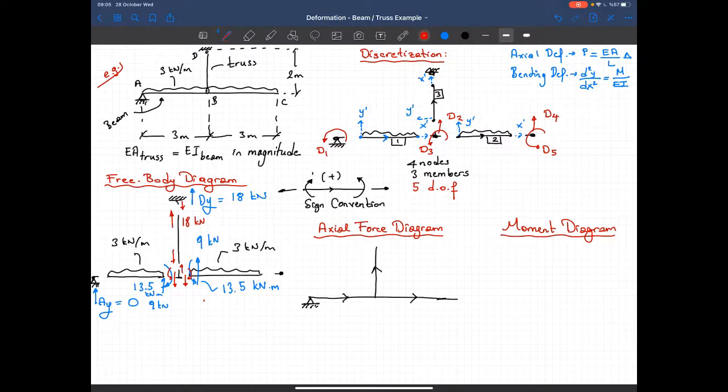Now the axial force, I got tension, and the magnitude of the tensile force is 18 kilonewtons, so it's positive. So I got positive plus 18 kilonewtons, and this is the axial force that I have. Now let's draw the moment diagram.